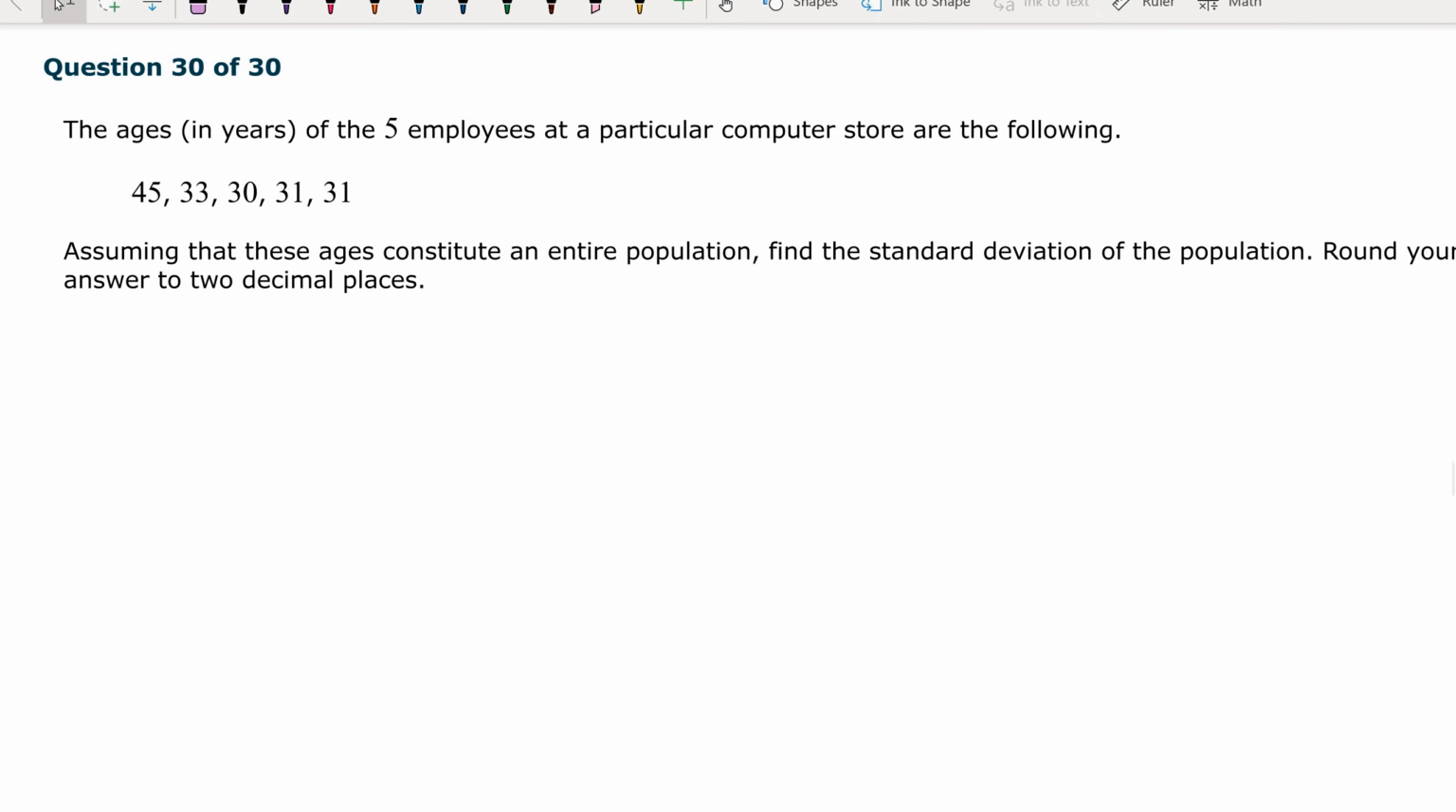Number 30. The ages in years of 5 employees at a particular computer store are the following: 45, 33, 30, 31, 31. Assuming that these ages represent the entire population, find the standard deviation of the population and round your answer to 2 decimal places. There are 3 steps to find the standard deviation. Step 1, find the mean of the set. We use the symbol x with a bar on top for the mean.